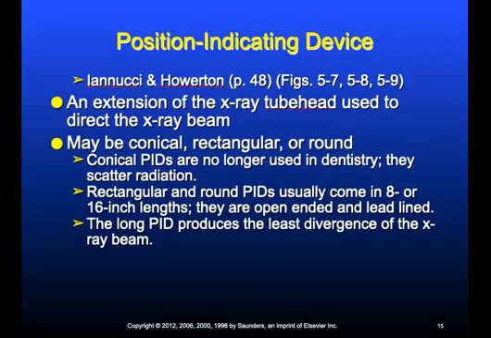The long PID produces the least divergence of the X-ray beam. This means that the beam that comes out of the X-ray tube head isn't going to scatter as much. It's going to be a little bit more narrow. And so you're going to expose your patient to less unnecessary X-ray radiation.